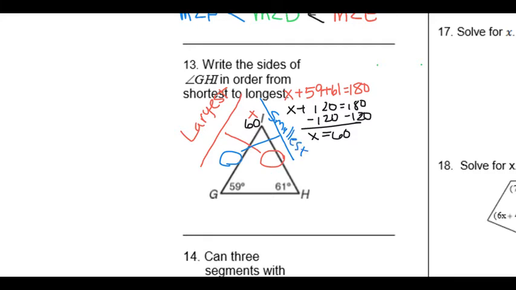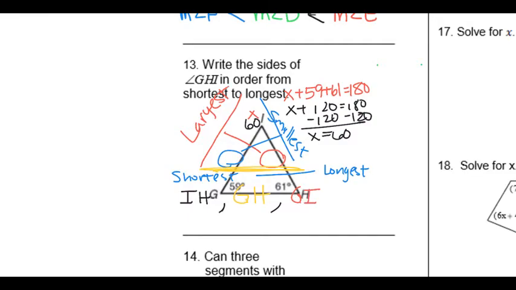And they want me to go from the shortest to the longest. So our shortest is IH. You can put commas, or you could do the inequality. The one in the middle is the one that's not marked, which I'll mark in yellow, which is GH. And the one that's largest is the red one, which is GI. Number 14.